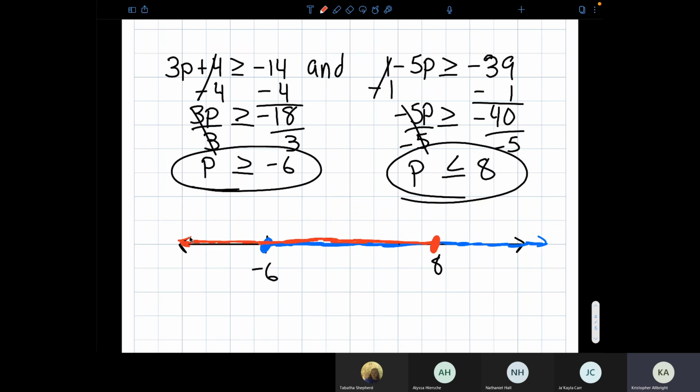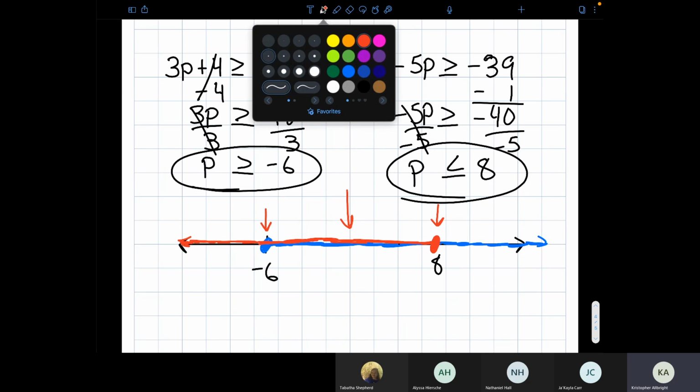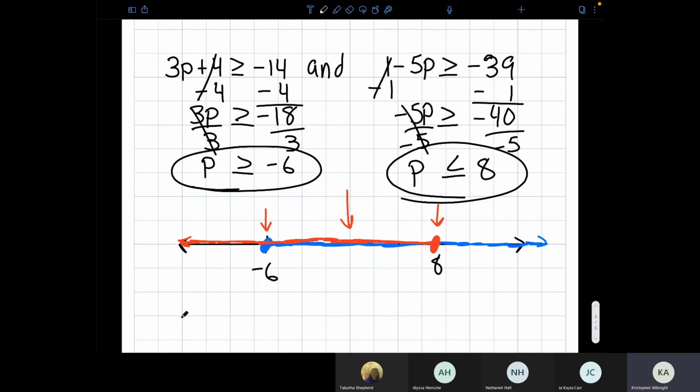So what we're looking for now is where do these overlap? And the answer is right here. So it starts at negative 6 and it goes to 8. So I'm going to redraw my graph with just the correct colored in part graphed. So negative 6, 8, extra mark, extra dark, and then color in the middle. And that would be the correct graph for this problem.